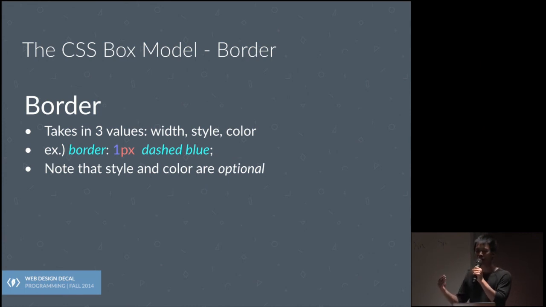The second value it could take in is the style of the border. By default it'll be solid, as you might expect, but there are also some other, more obscure values you can put in there. In this case, there are dashed borders, which are sort of like dot, dot, dots. The final value that you could put in is the color of the border that you want. Style and color are optional. If you want to see this, I'll do a quick JS Fiddle demonstration of this real quick.